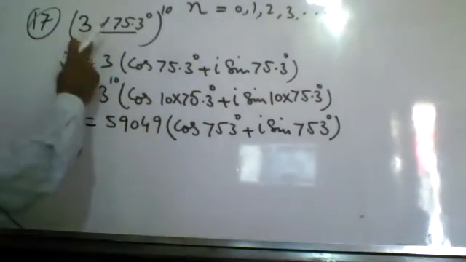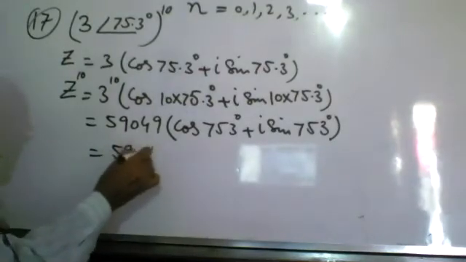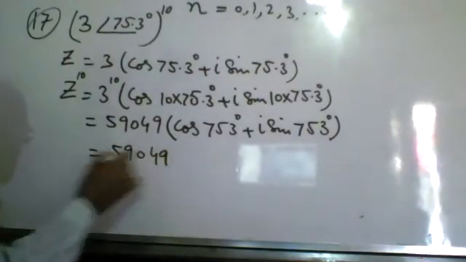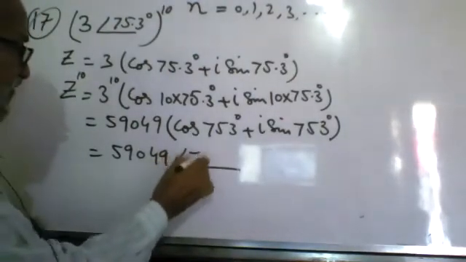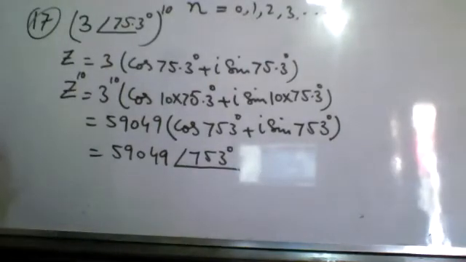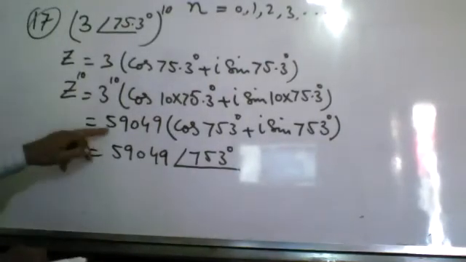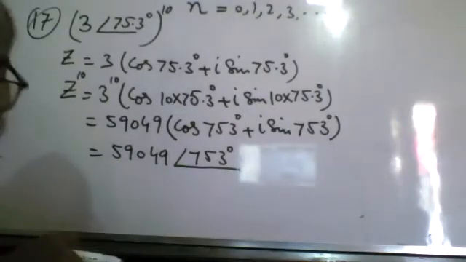We may write it in this way: 59049 is R, and the argument will be 753 degree. This is the polar form. This is also the polar form. There are two different ways to write it.